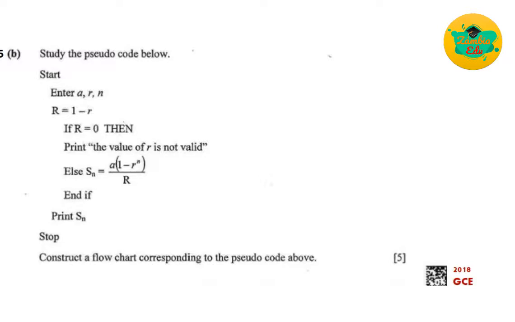Starts. Then enter A, R, and N. R is equal to 1 minus R. If capital R is equal to 0, then print the value of R is not valid. Else sum or Sn is equal to A open bracket 1 minus R to the power n close bracket over capital R. And if print Sn, then stop. The question reads, construct a flowchart corresponding to the pseudocode above. So we are constructing a flowchart.